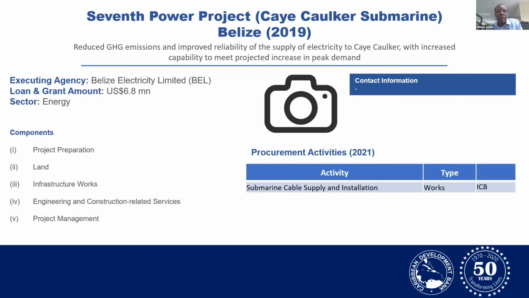Belize again, Seventh Power. This is about providing an underwater cable for the supply of electricity to Caye Caulker in Belize, and we expect that opportunity should materialize during 2021. That was a loan of about 6.8 million financing that particular project.